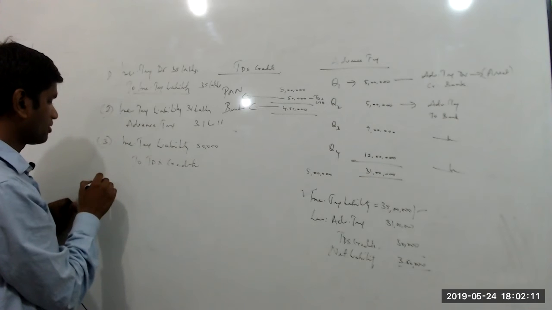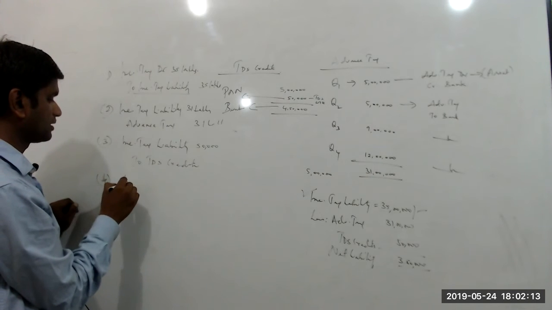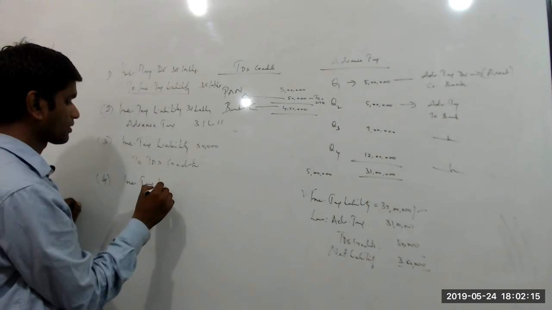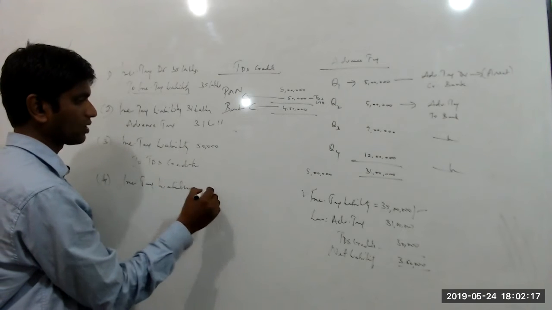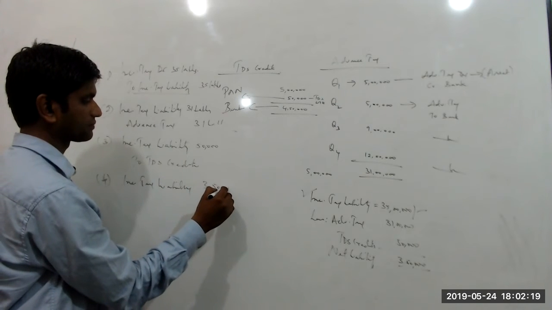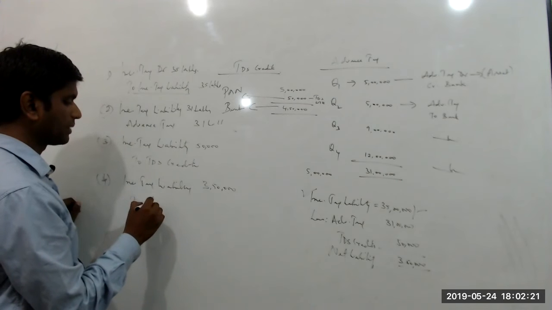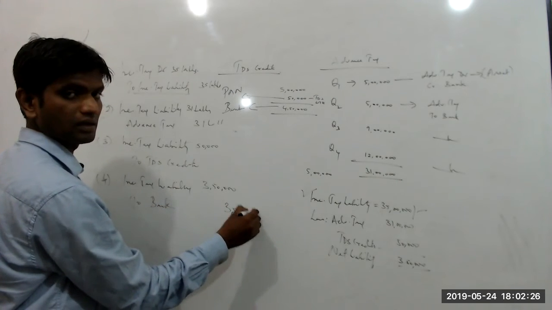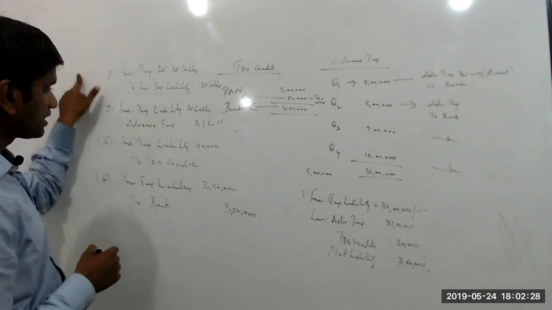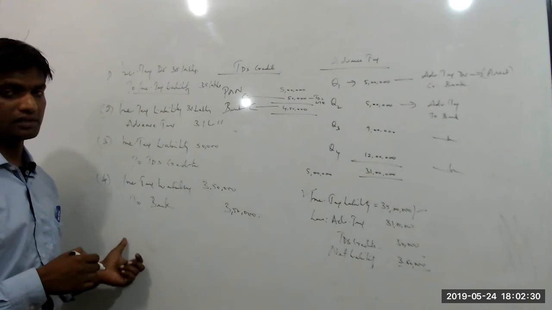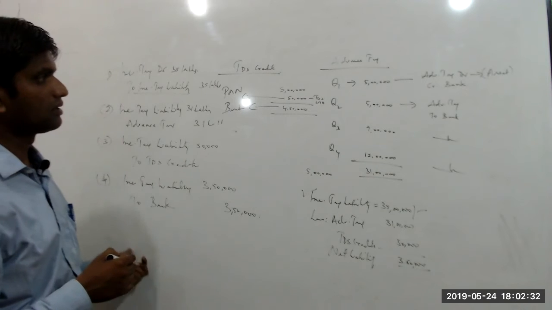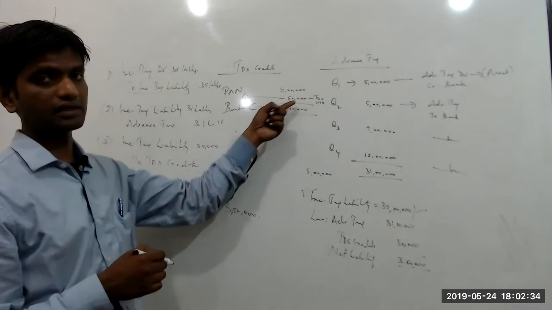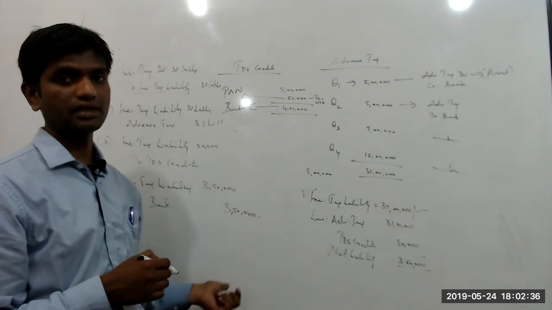So with this, I would like to pay the net income tax liability of 3.5 lakhs via bank. Okay, 3.5 lakhs. So these are the accounting entries that you are going to pass against the advance tax and TDS credits that are there in your books.